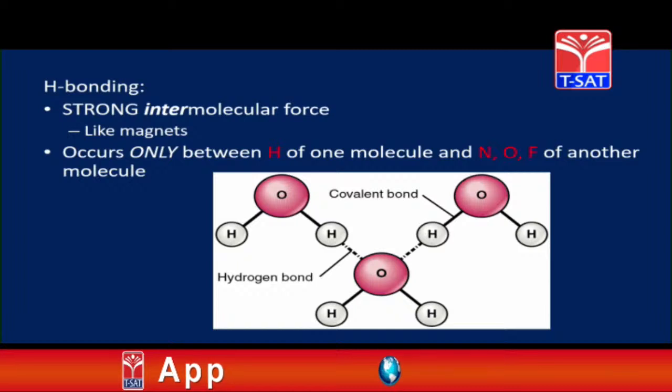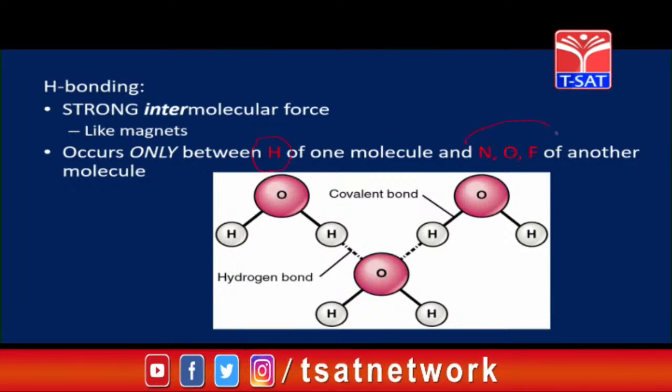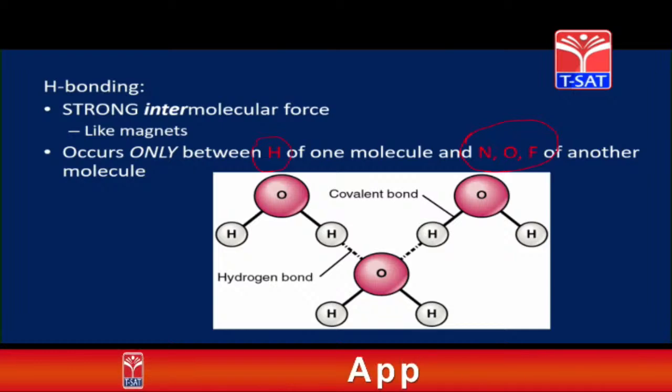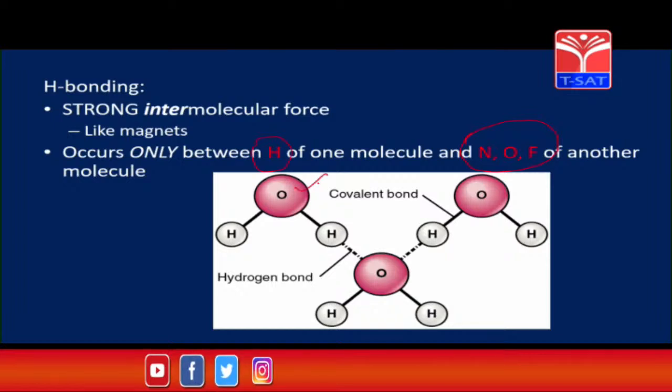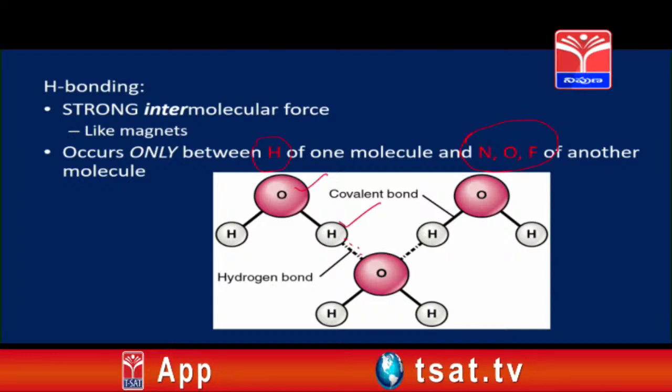See here, strong intermolecular forces act like magnets, occurring only between hydrogen of one molecule and highly electronegative atoms of another molecule. Highly electronegative atoms means nitrogen, oxygen, fluorine. So, the bonding takes place between the highly electronegative atom on one molecule and hydrogen of the other molecule. You can see this is the hydrogen bond, the dashed structure given.